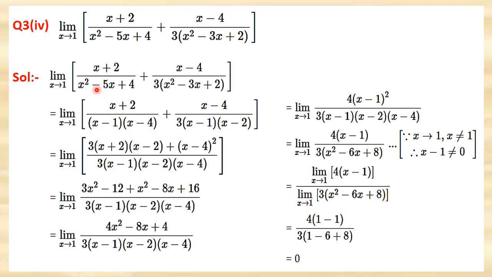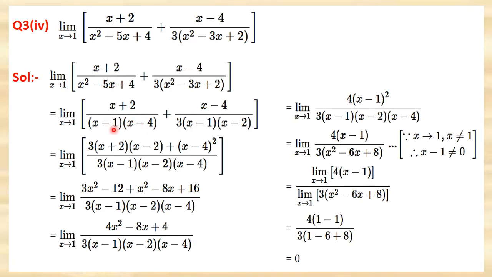The denominator can be factorized. You can split the middle term and factorize it. And the second term, x minus 4 upon 3 into x square minus 3x plus 2 can be factorized as x minus 1 into x minus 2. Now the denominators contain different factors, only x minus 1 is common.